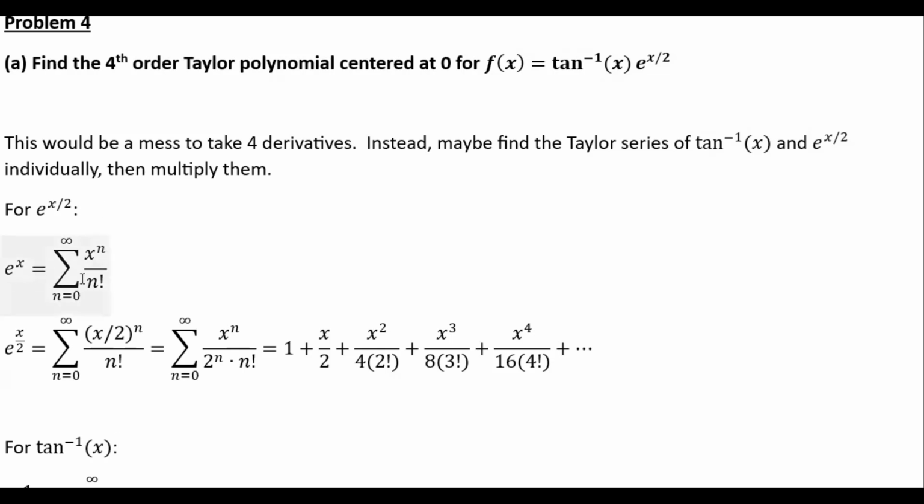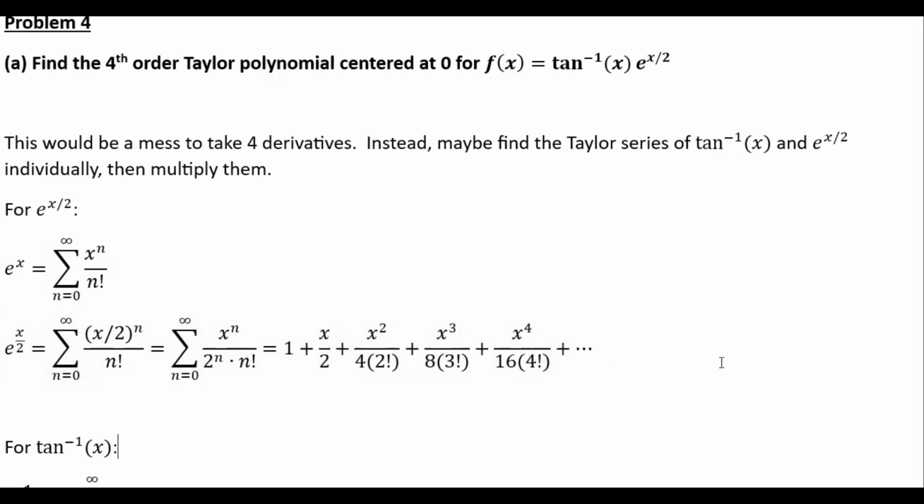So for e to the x over 2, let's do the easier one first. Let's start with e to the x. Let's have this memorized, okay? So e to the x over 2, where there's x, replace it with x over 2. Okay, so we can even do term-by-term representation, something like this. Okay, we expand it out.